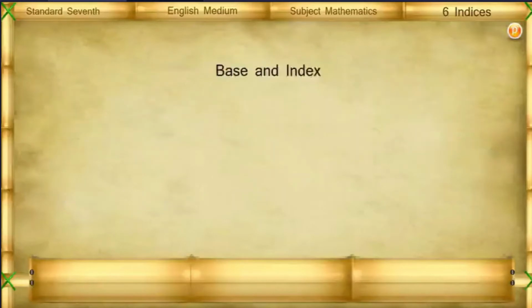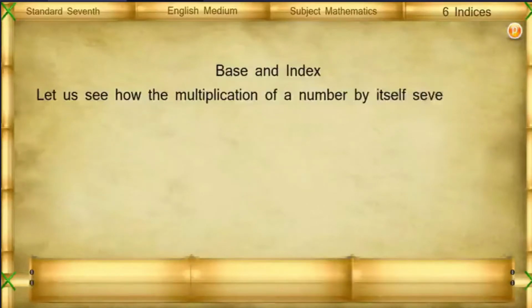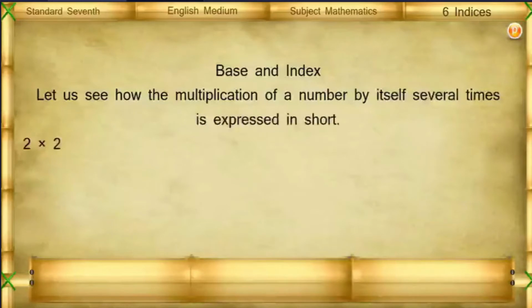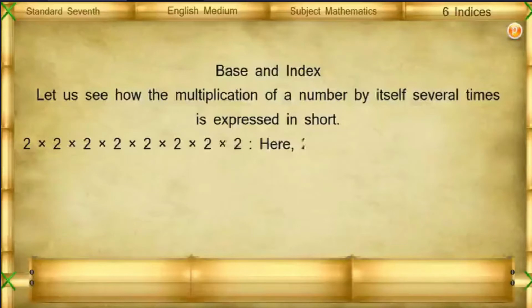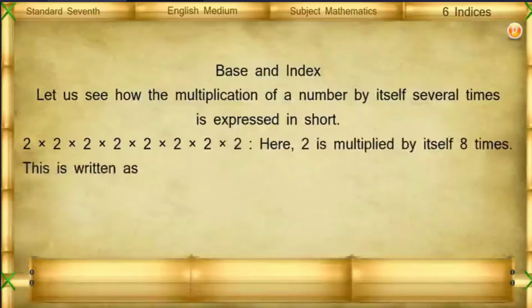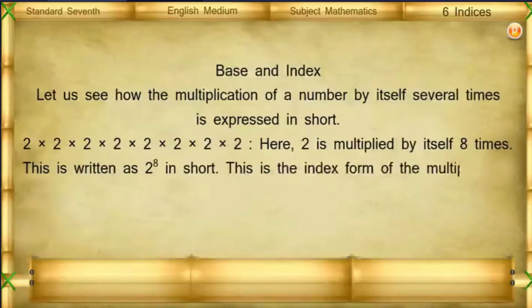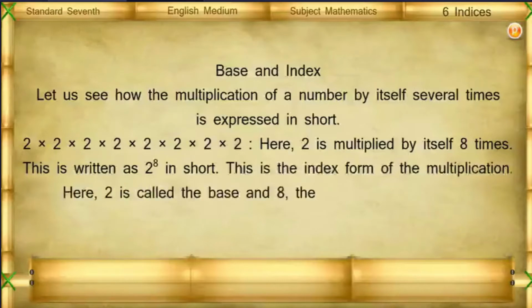Base and index. Let us see how the multiplication of a number by itself several times is expressed in short. 2 into 2 into 2 into 2 into 2 into 2 into 2 into 2. Here 2 is multiplied by itself 8 times. This is written as 2 raised to 8 in short. This is the index form of the multiplication. Here 2 is called the base and 8 the index or the exponent.